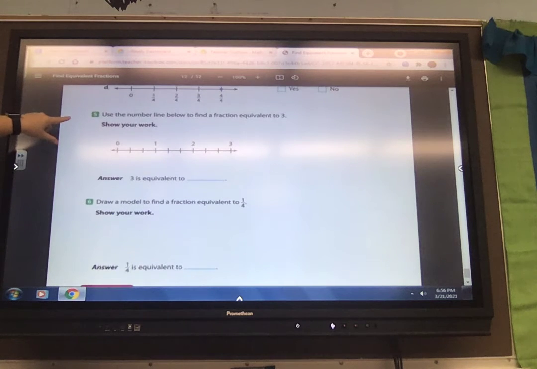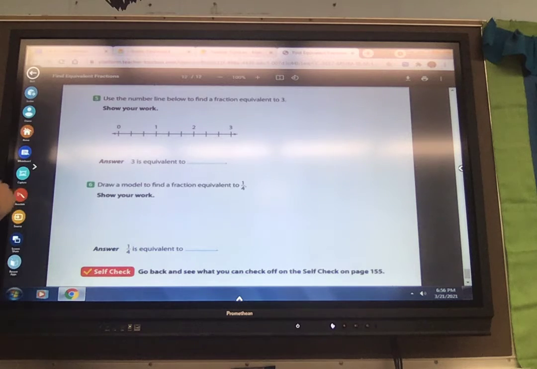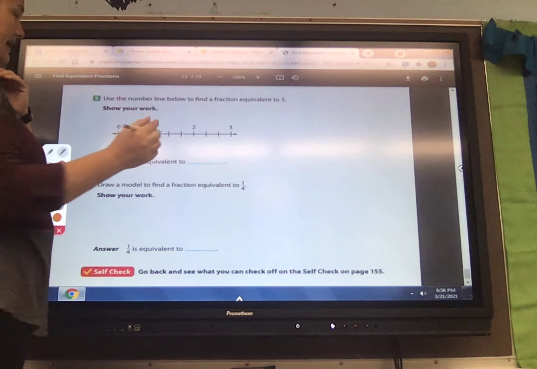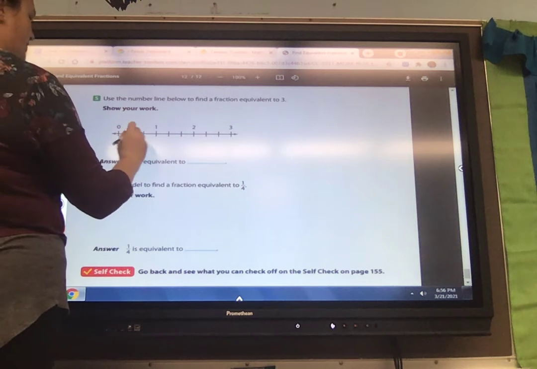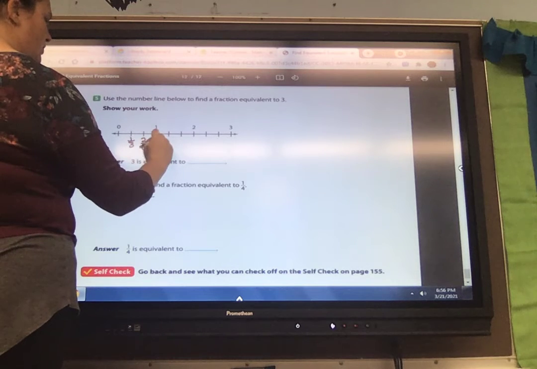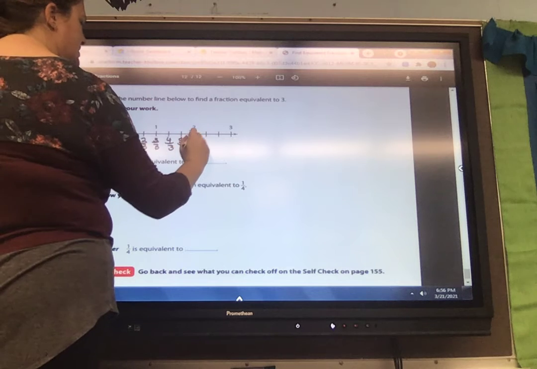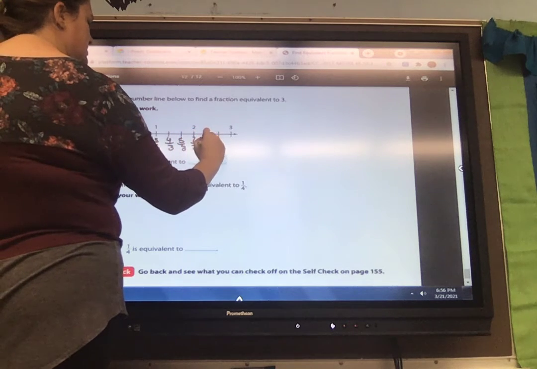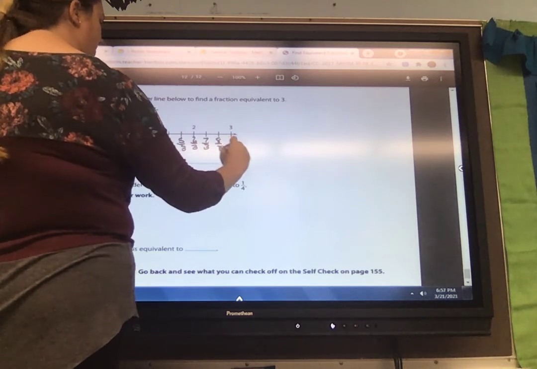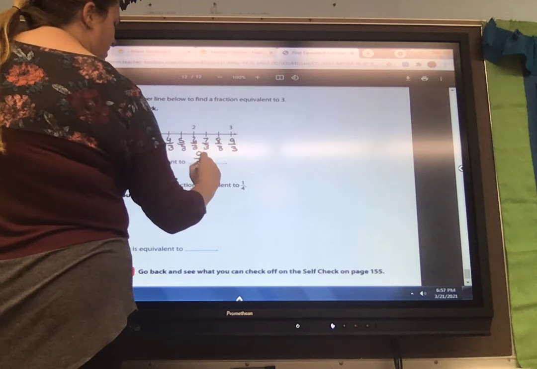All right, number 5, use the number line to find the fraction equivalent to 3. Okay, so we want to put a fraction under here. So let's count 0 to 1, 1, 2, 3. So they're each a third. So I'm just going to number them. 1 would be 3/3, 4/3, 5/3. 2 would be 6/3, 7/3, 8/3, and 9/3. So 3 would be equivalent to 9/3.